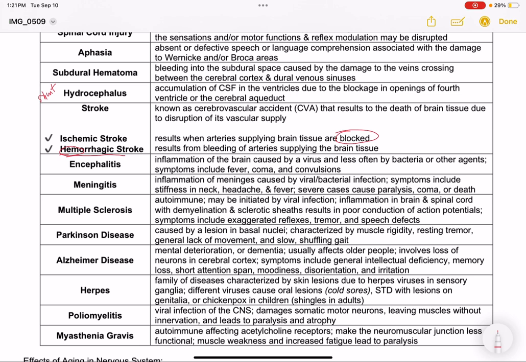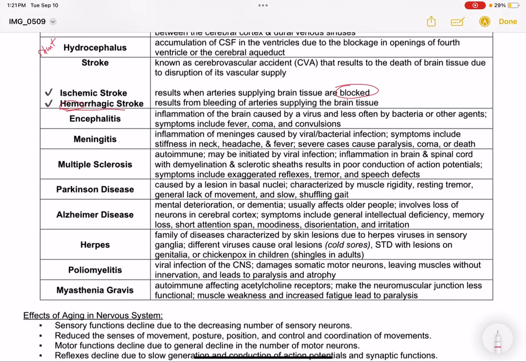So, multiple sclerosis. So, autoimmune, may be initiated by viral infection, inflammation in brain and spinal cord with demyelination and sclerotic sheaths results in poor conduction of action potentials. So, symptoms include exaggerated reflexes, tremor and speech defects or slurred speech. Ang exaggerated reflex, ang gulpi lang, ang gapang ang ila reflexes gagulpi lang siya pisik na siya.